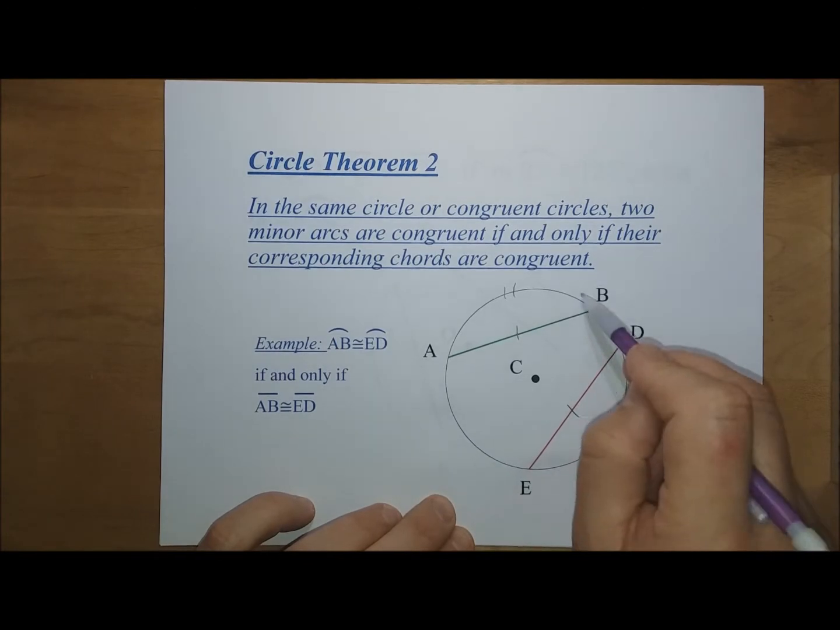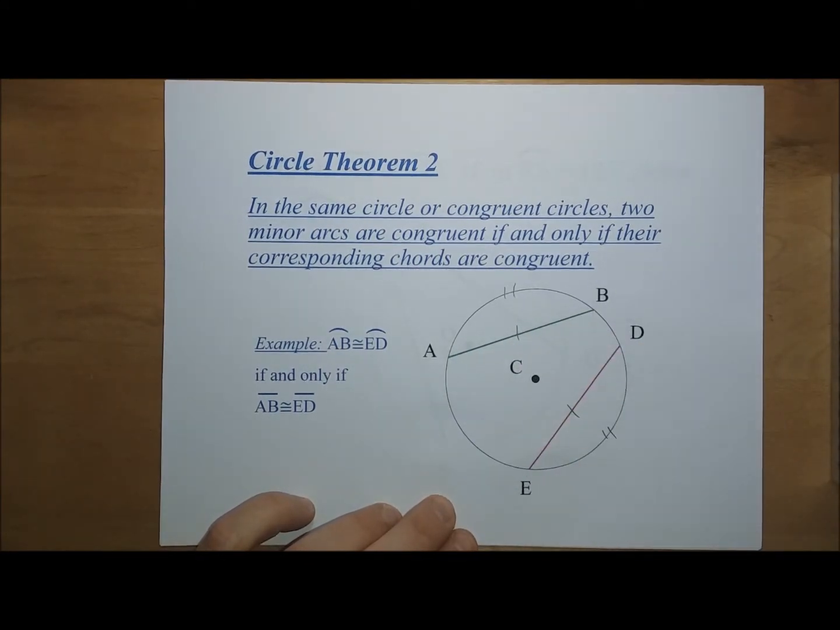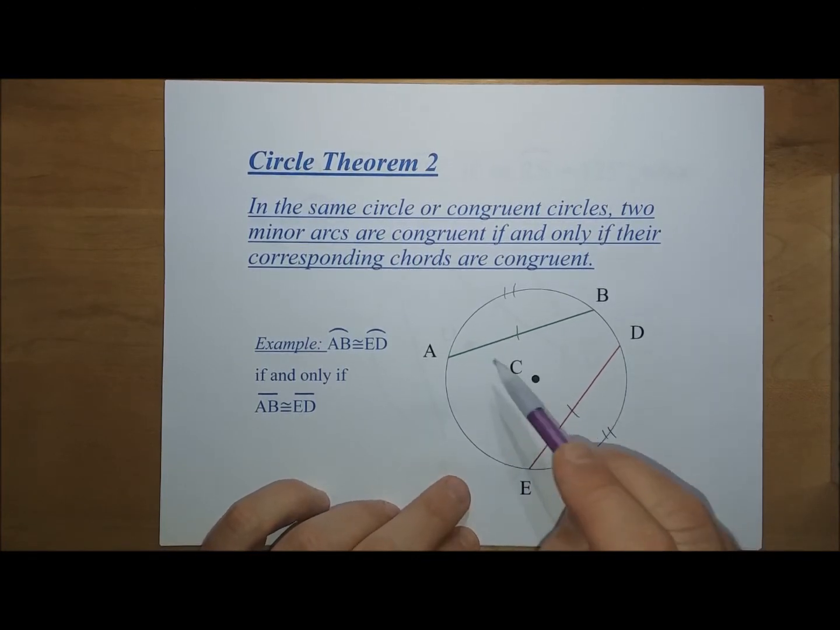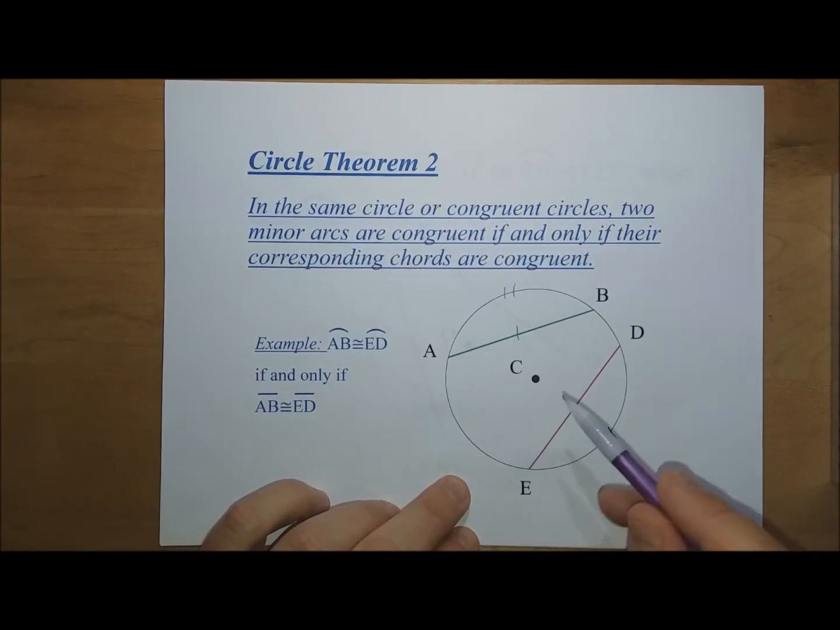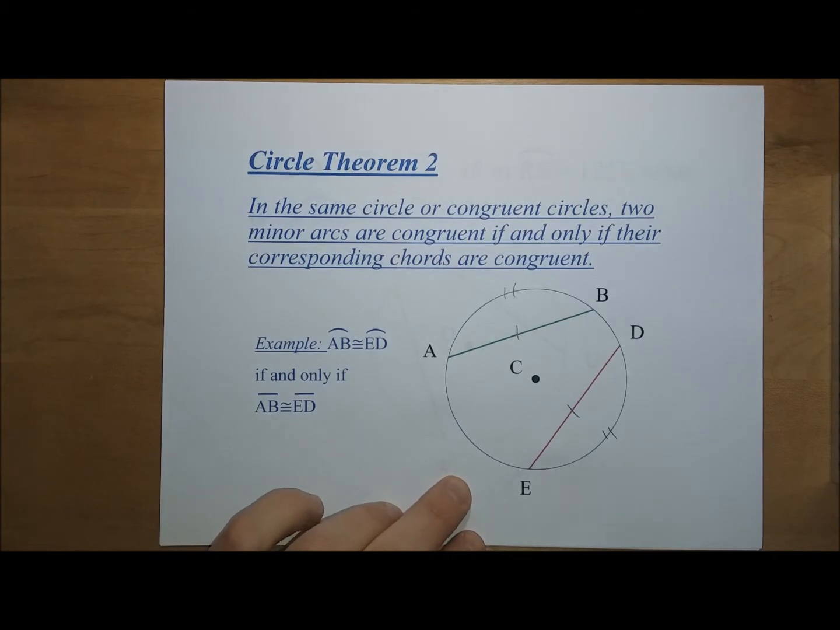This is true because in the same circle, we have the same radius. Or if we were in congruent circles, we could make that conclusion as well because congruent circles have the same radii. Why is this true? How do we know this is true?